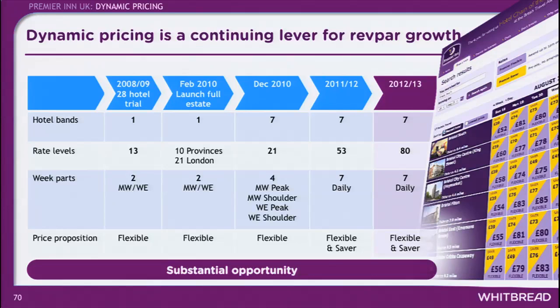Today, we have significantly evolved our approach. We now have two separate price points, Flex and Saver, each of which carry different benefits targeted at specific consumer segments. We have separate yield curves for 7 different hotel bands and for each day of the week to reflect different patterns of demand. And we also have significantly more rate levels to enable greater customisation of pricing to hotels.